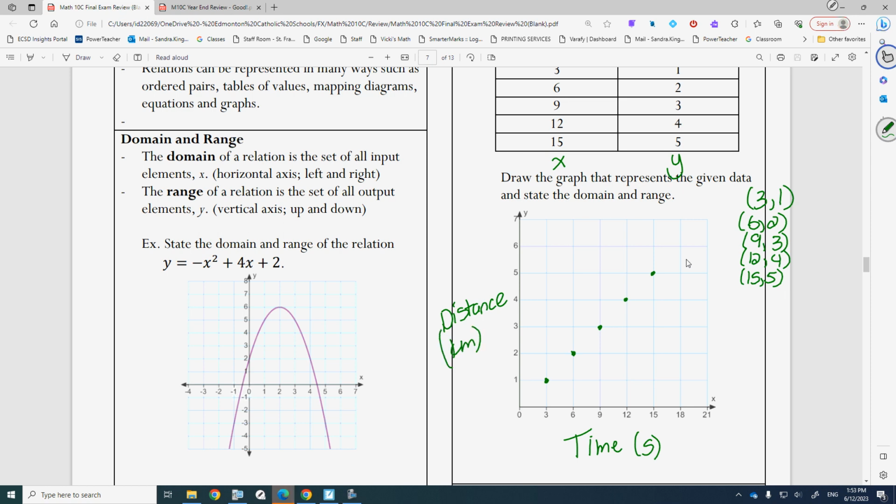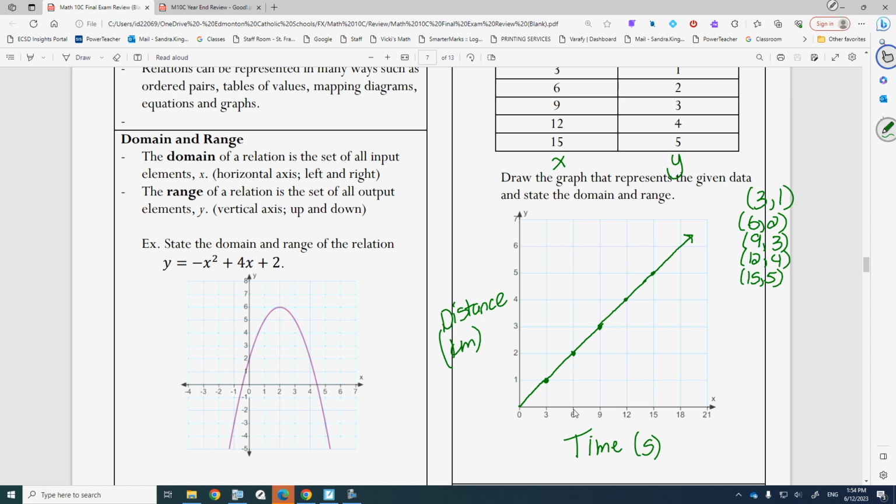Okay, you need to ask yourself if you're going to connect the coordinates, and what you're going to ask yourself is, does time exist in between 3 seconds and 6 seconds? Do intermediate values exist? Izzy, what would you say? Yes. So I would connect those coordinates, and I would actually go down to 0 seconds, because we're not going to have negative time. And if you're connecting, you could also extend past and put an arrowhead at the end.